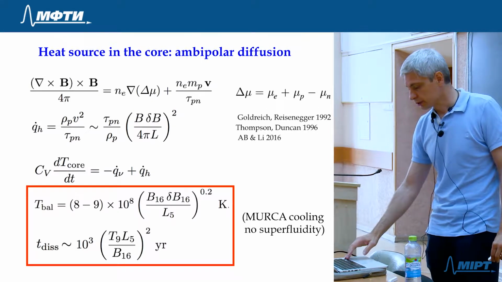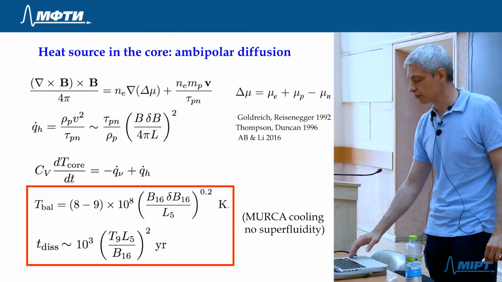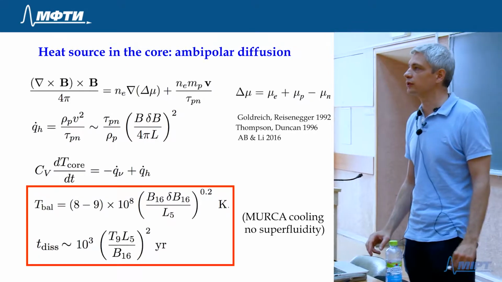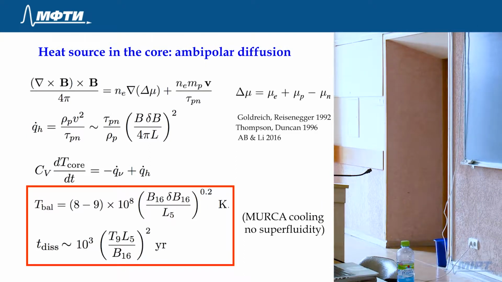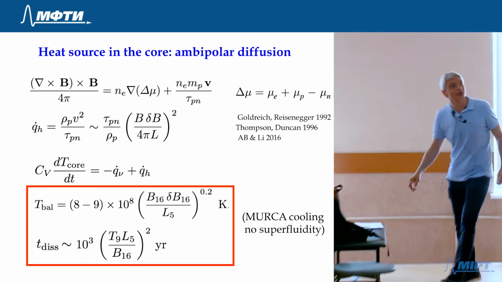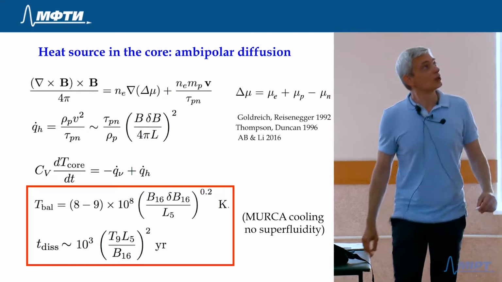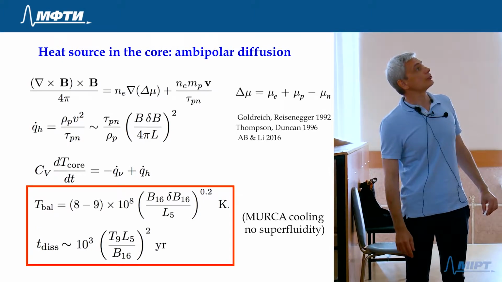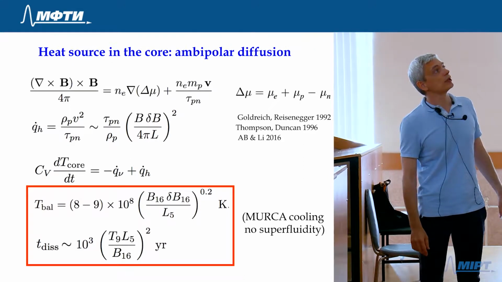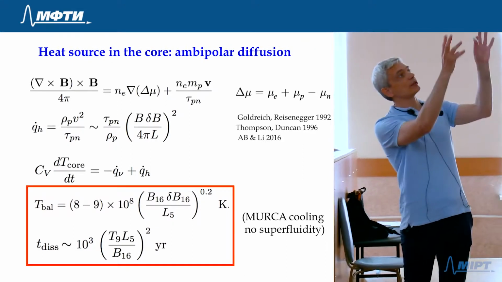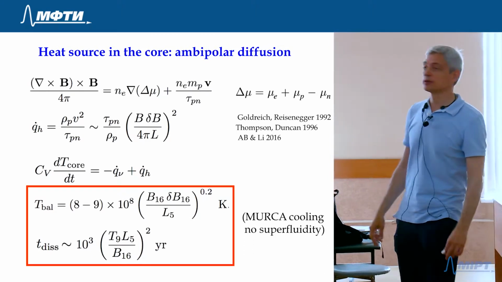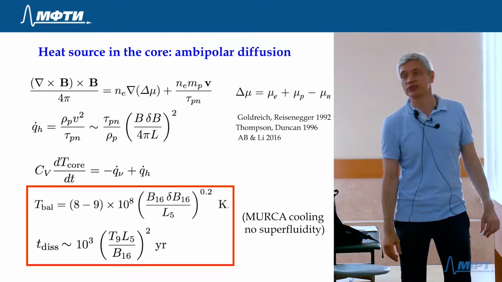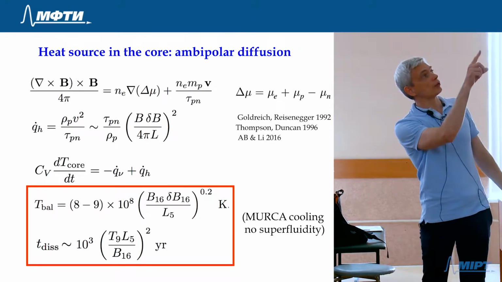All right. Do you see anything there? That's the equation for T-balance. I'm kind of lazy to write all the equations. Oh, you see the beautiful red box, right? What is inside the box? What is written in the box is, okay, T-balance is 8 to 9, 10 to the 8th Kelvin, and then there is some scaling factor which depends on the magnetic field, expressed in units of 10 to the 16th Gauss, and also divided over L5.